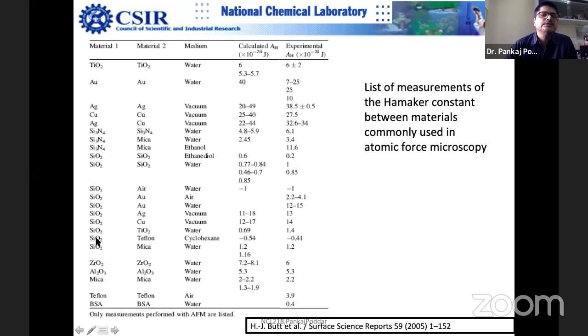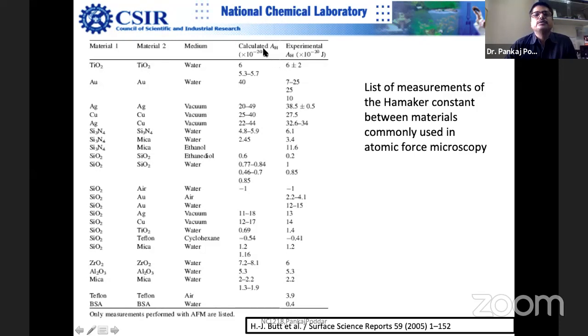For example, Rizwana's thesis, she was using zinc oxide. Zinc oxide is not here, but you can approximate it with silica or some other material. You can also calculate for two Teflon materials. For Rajendra, this may be interesting: how do you calculate the force or Hamaker constant between two Teflon materials? And this is bovine serum albumin, BSA, the protein molecule basically.